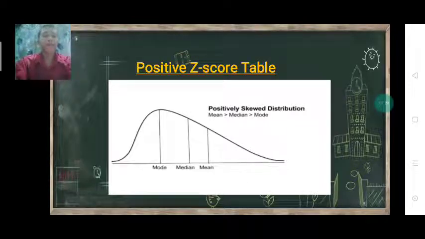Positive z-score. A positively skewed distribution has a long tail on the right side, which means that there will be frequent small losses and few large gains. Here the mean is greater than the median and the median is greater than the mode. The extreme values affect the mean the most, which is pulled to the right.